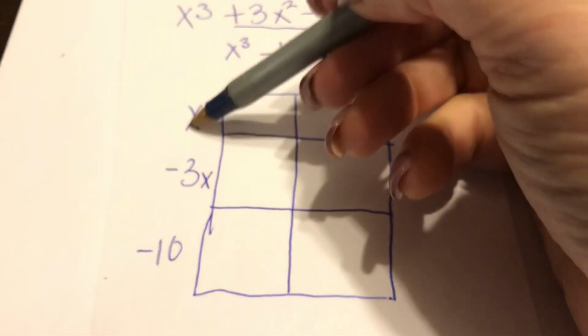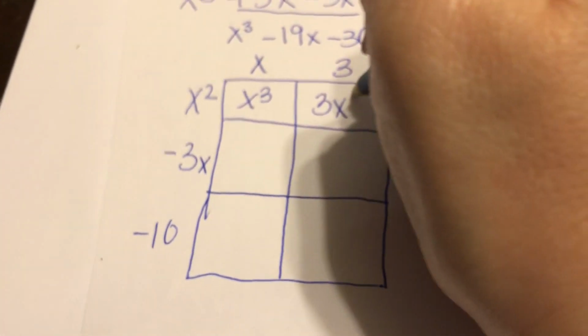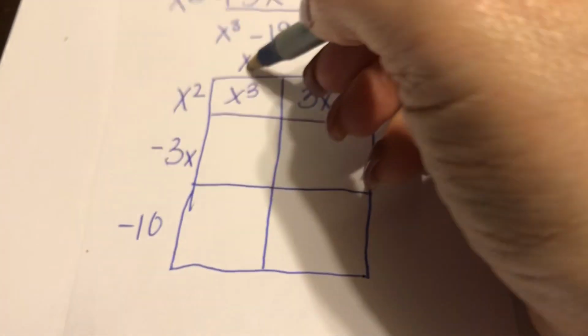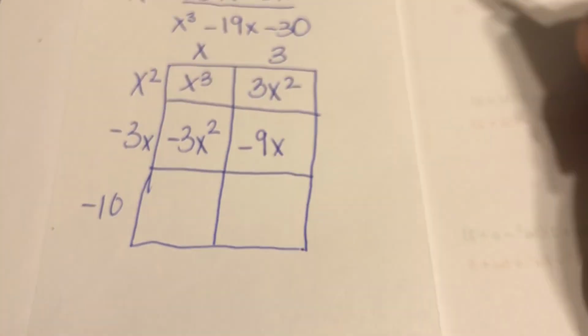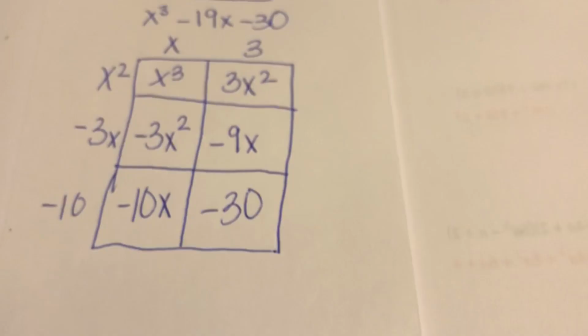So I'm going to multiply x squared times x, which would be x cubed, x squared times 3, which is going to be 3x squared, negative 3x times x, which is negative 3x squared, negative 3x times 3, which is going to be negative 9x, negative 10 times x, which is negative 10x, and then negative 10 times 3, which is negative 30.